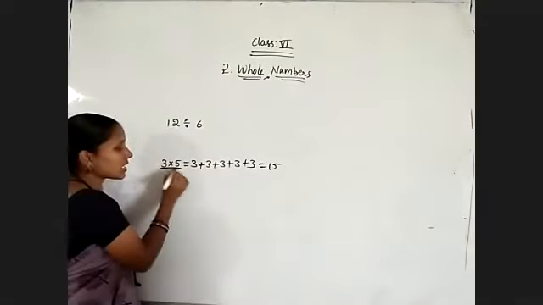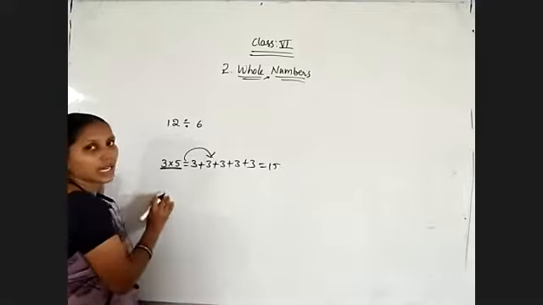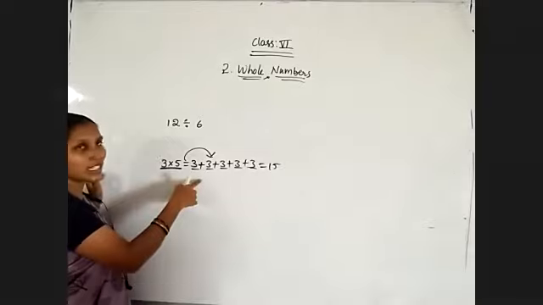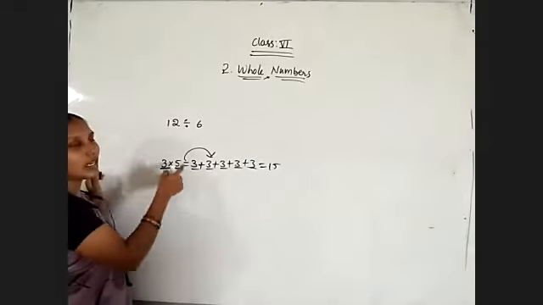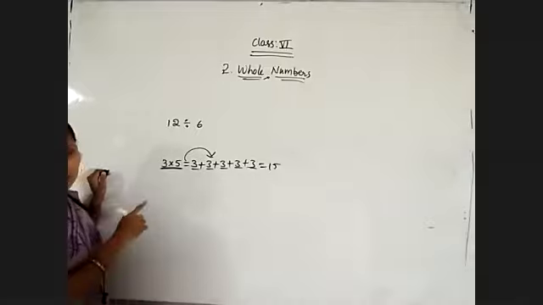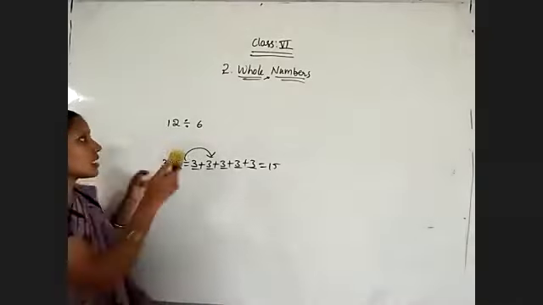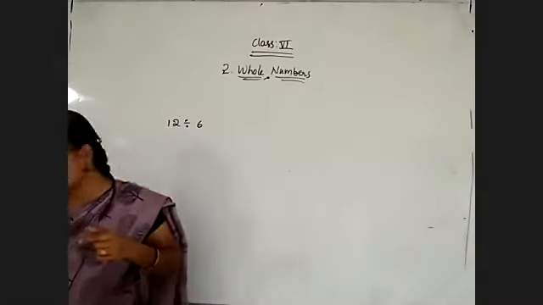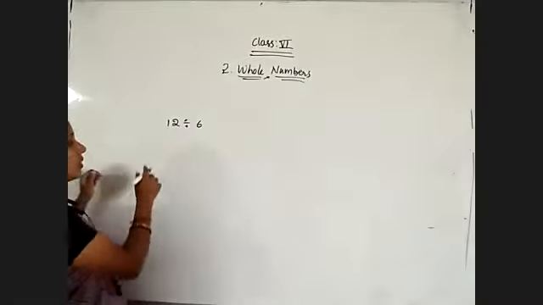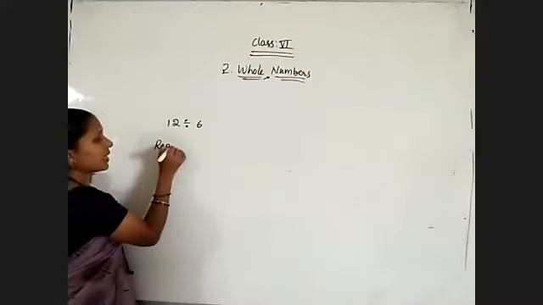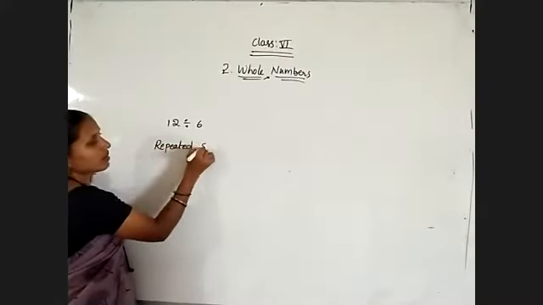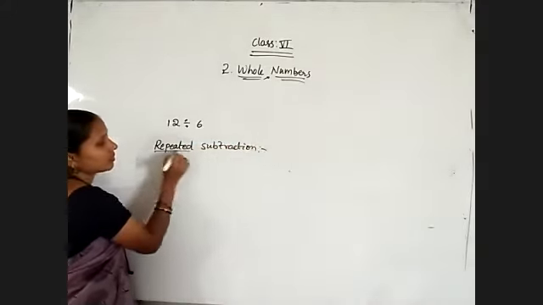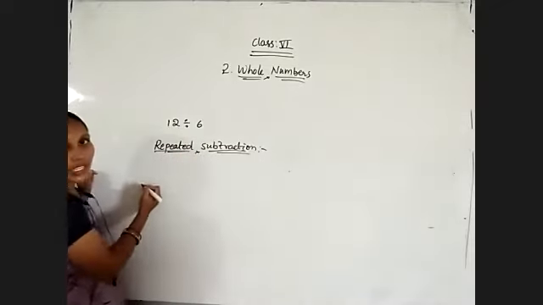So multiplication is nothing but repeated addition. Same number repeatedly we are adding. So repeated addition is a multiplication. In the same way, repeated subtraction is a division. For that, I will show you. By using the repeated subtraction method, what is the quotient? I am going to show you. This is called the repeated subtraction method. Okay, this is very, very important.